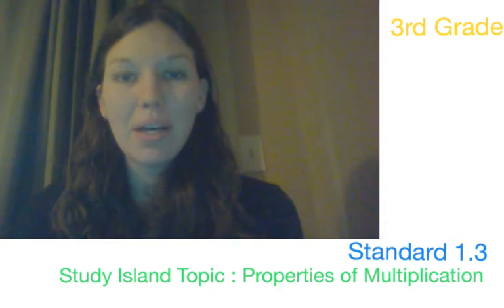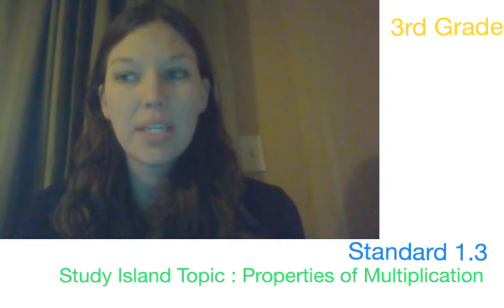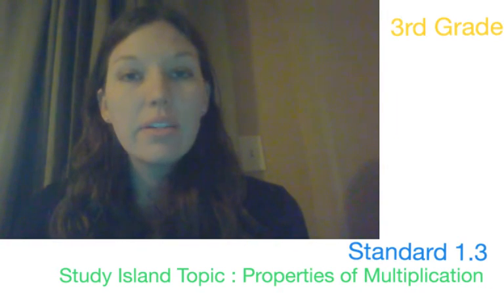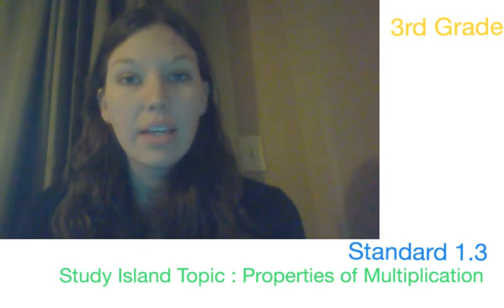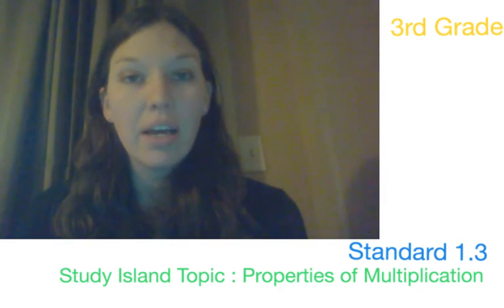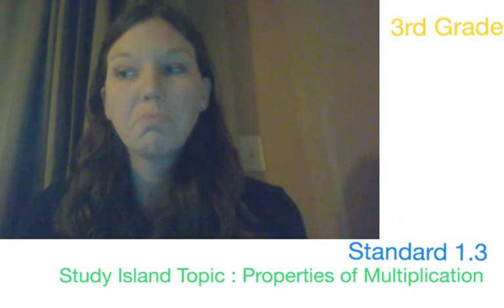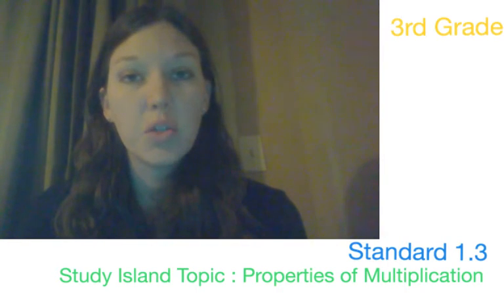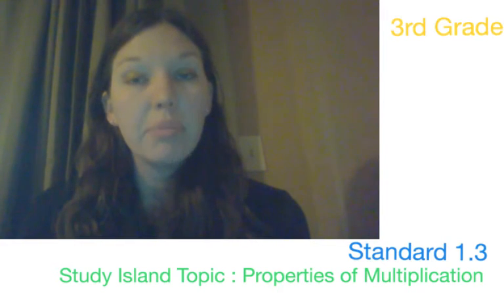We're going to be talking about topics under the standard 1.3 in third grade, and also topics under the standard properties of multiplication in Study Island. So in this lesson, there are two properties that we're going to look at. The first one is the identity property, and the second one is the commutative property, both of multiplication. We're going to be looking at questions where you have to identify which property the problem is, where you have to complete an example, and where you have to look at a model and complete the model.